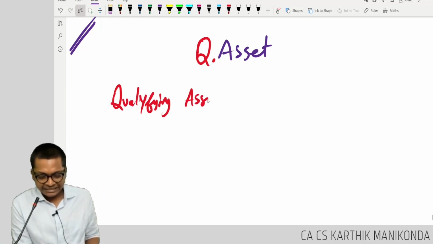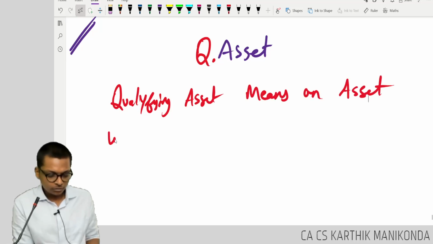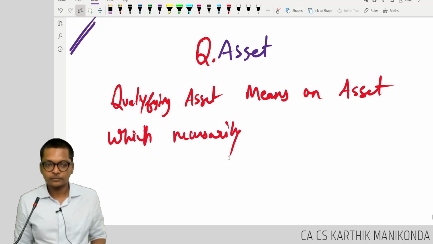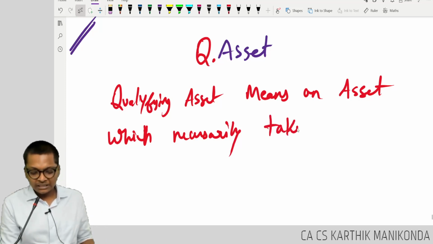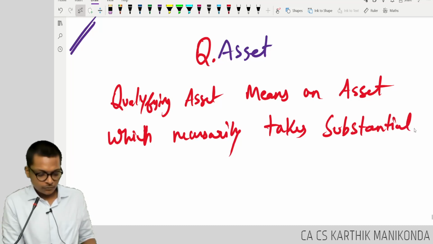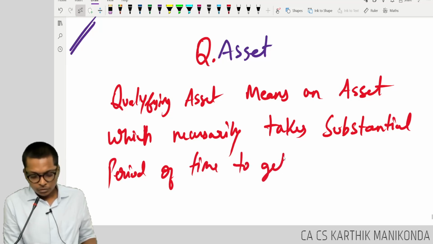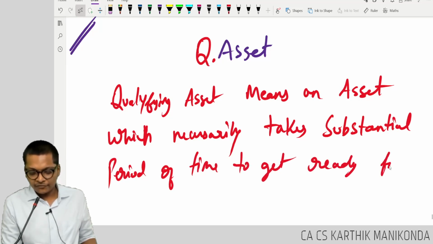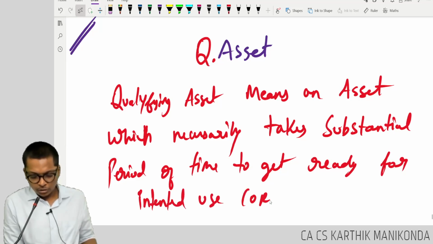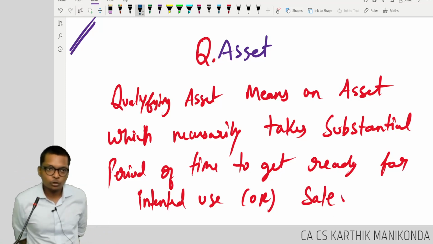Qualifying asset means an asset which necessarily takes substantial period of time to get ready for intended use or sale. Make a note, I will explain. Same thing is there in the book, guys. I will go to the book when we have to go there.